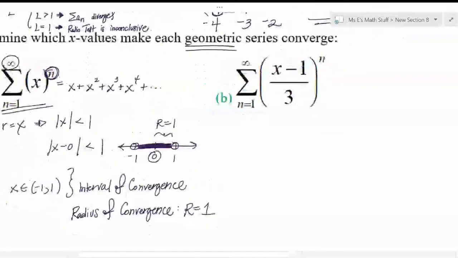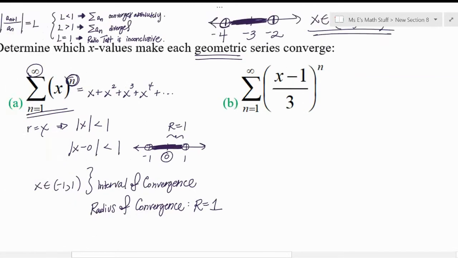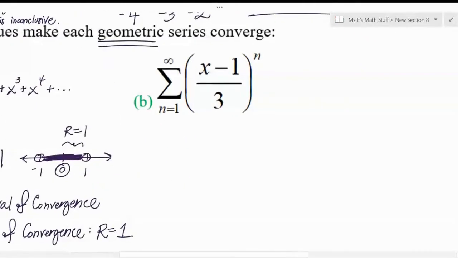So for part B, we will be finding the interval of convergence for this power series. And so how would I go about it? Well, what is the common ratio? This time I'm going to use the words instead of the letter. The common ratio this time, if you're not sure, you could always expand it out, but the common ratio this time is (x minus 1) over 3. And we need that to be between -1 and 1. Another way to say that would be to say that its absolute value has to be less than 1.